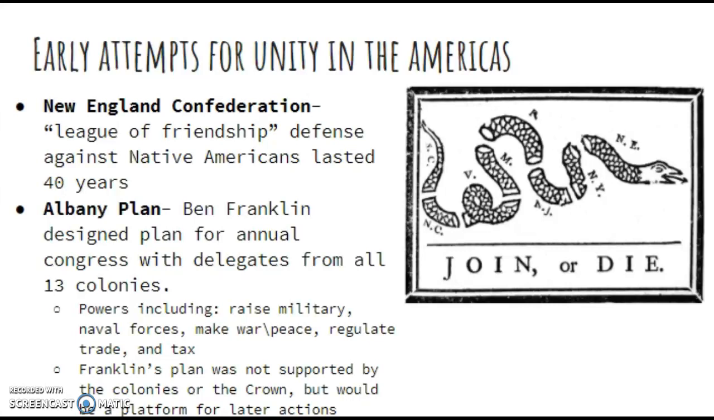And if you look at the image there to the right, you can see that it is of a snake, and it is chopped up into smaller pieces. It says join or die. And with this image, it was tied to the Albany Plan, and it was used to try to convince the colonies to unite. And if they did not make that decision, then it could cost them their lives, or cost the Americas their land.